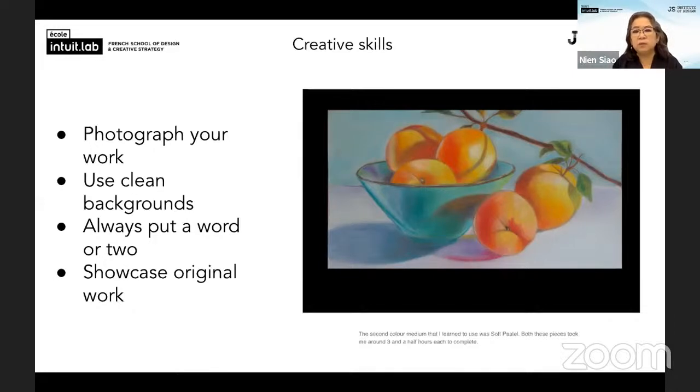As much as possible, if you actually can fit that work into your portfolio, great. If not, make sure that it is not touched up by anything. It has to be the work the way you showcased it or the way you produced it.